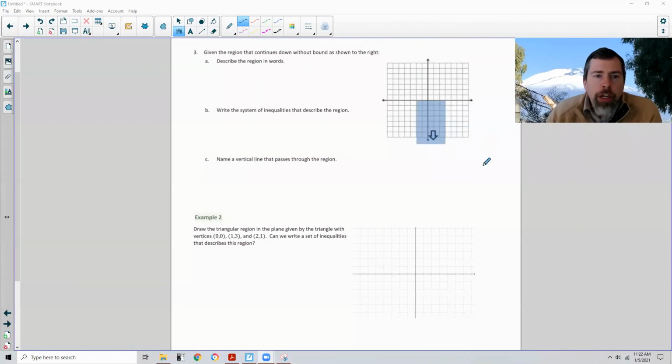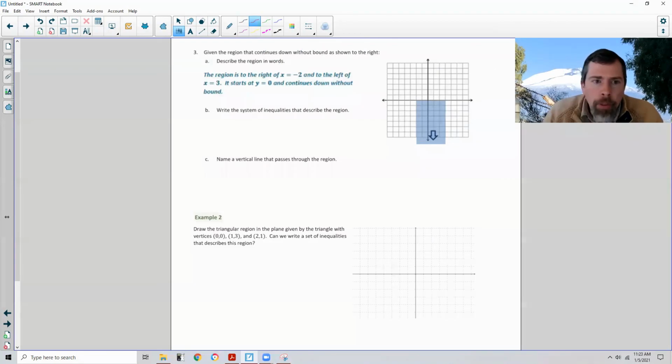Okay, page 4 brings us to number 3, and it says, given the region that continues down without bound as shown to the right, so here's a region, it goes down forever and ever and ever. Describe the region in words. So I would say that x would be between -2 and 3, and y is less than 0. But let's put that into words. Okay, so the region is to the right of x equals -2 and to the left of x equals 3. It starts at y equals 0 and continues down without bounds, or continues down to infinity.